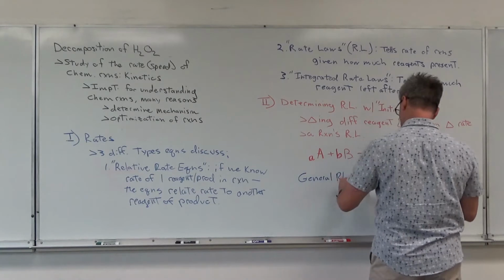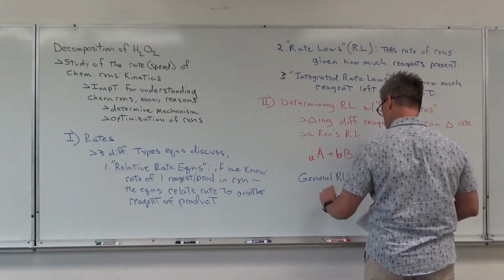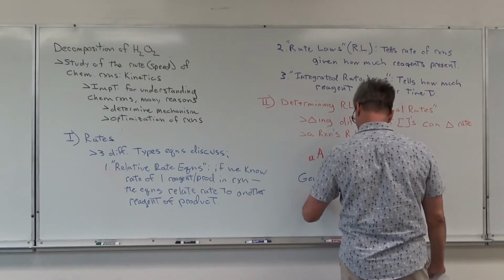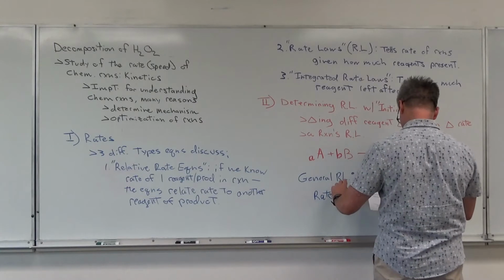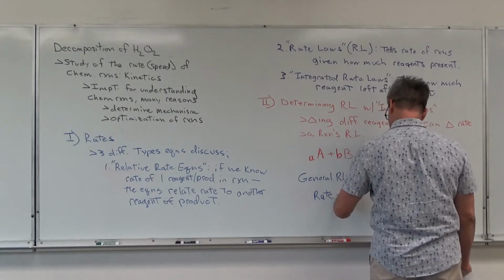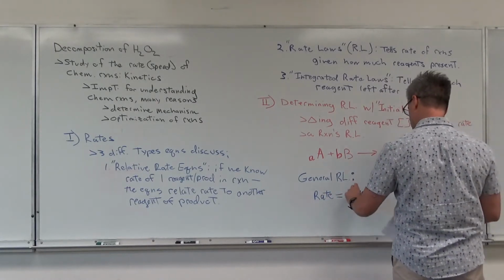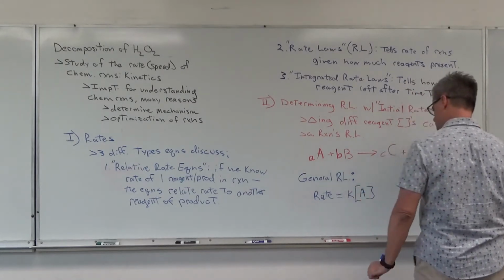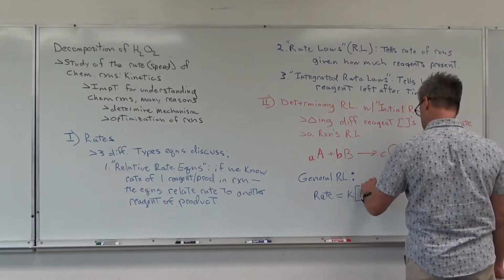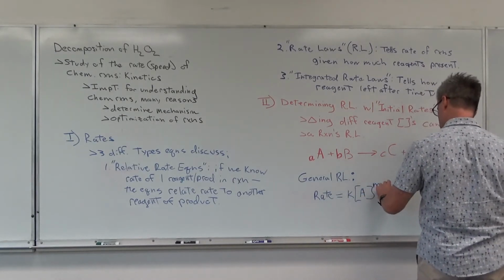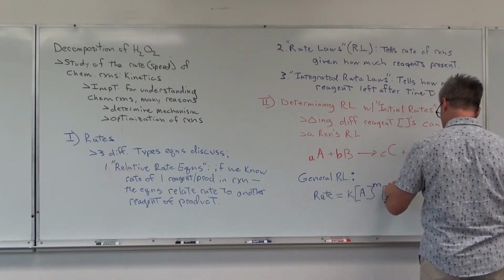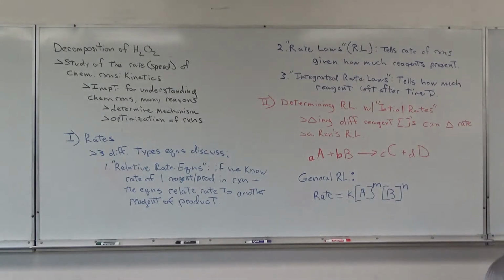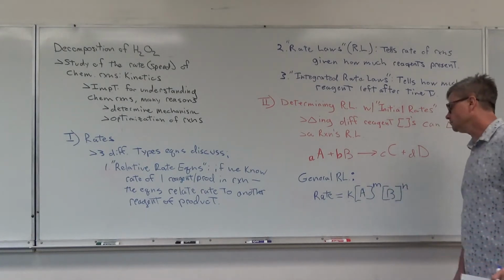The general rate law for this reaction is going to be rate equals rate constant, k, times the concentration of A, raised to the m power, times the concentration of B, raised to the n power. We just list the different reagents, and then raise them to the powers m and n.